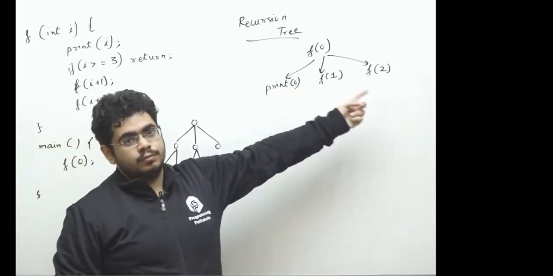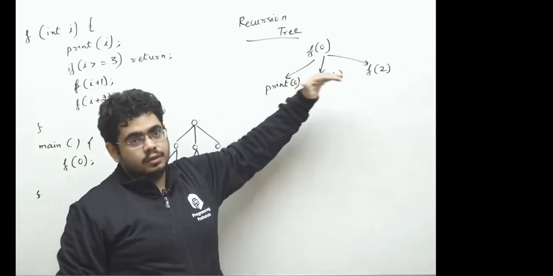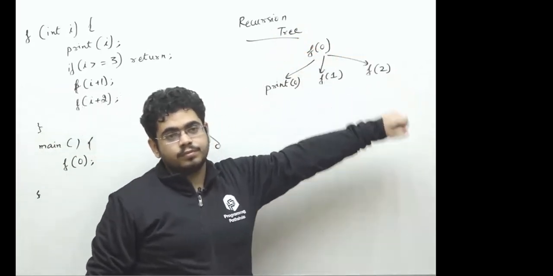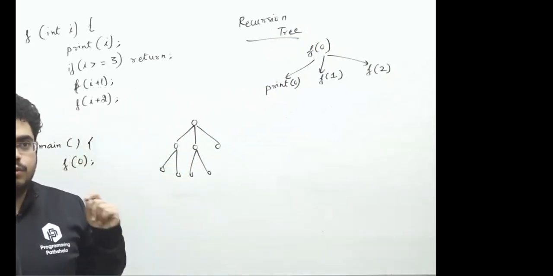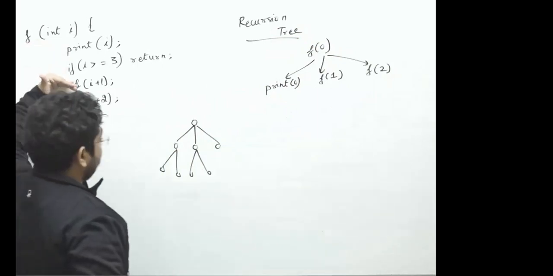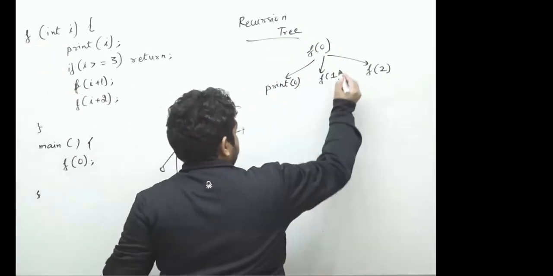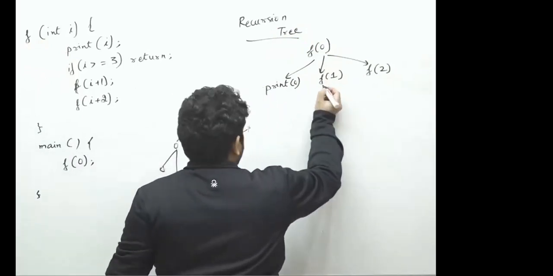Yes or no? Is this making sense? F of 0 needs to do three things: print, call this, call this. Now remember, things happen sequentially. What it means by sequentially is: first this will happen, then this complete thing will happen, then this complete thing will happen.